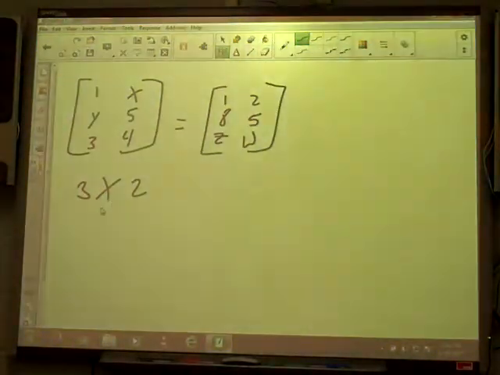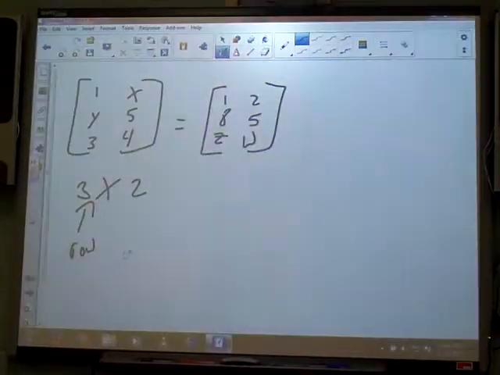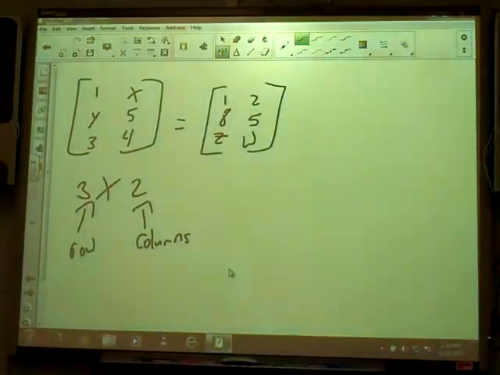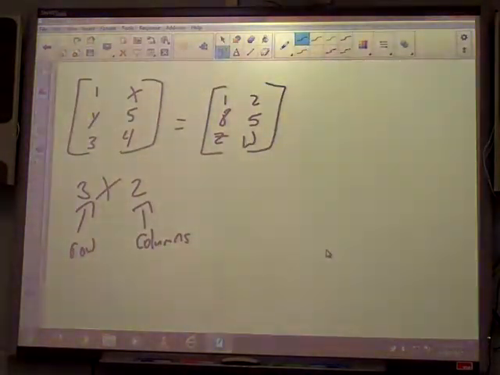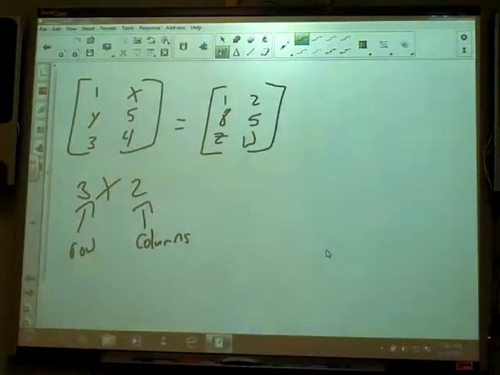The first number is the rows. That's horizontal. That's how you plant your garden. The second number is the columns. That's vertical. That's what supports your house. Rows by columns. That's pretty important to today's lesson. We're going to have to use that a lot when we get into all of this stuff today. Okay? For this problem, though, they're the same.